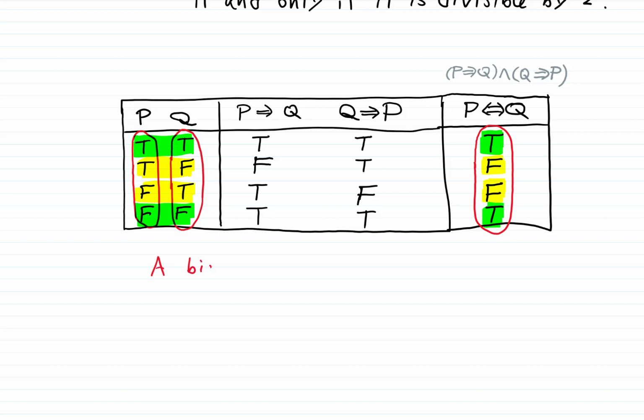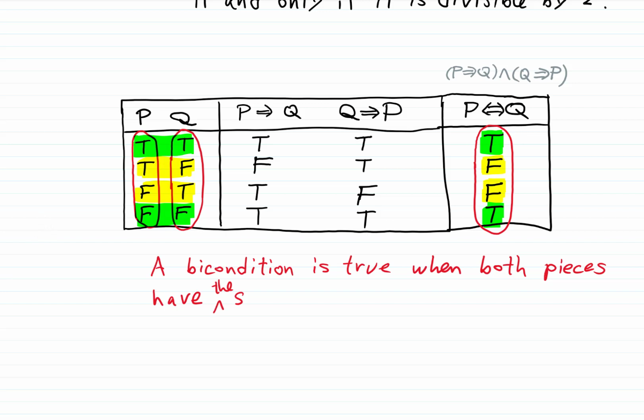A biconditional is true when both pieces have the same truth value. It doesn't matter if they're true or false. It only matters if they have the same truth value. Okay, and the biconditional is false otherwise.